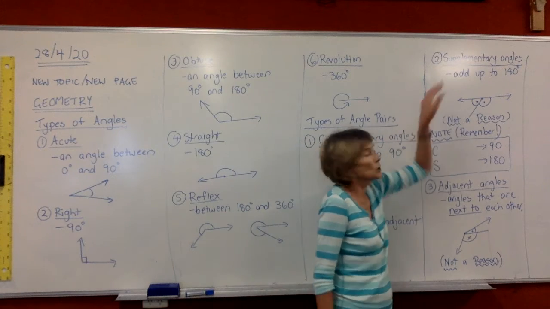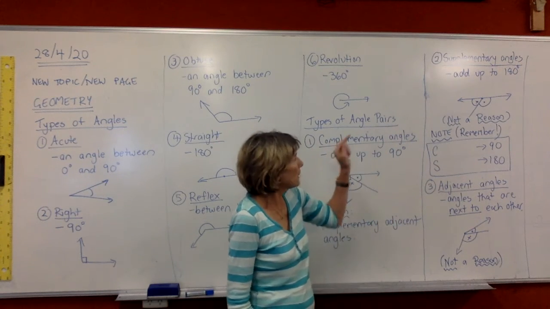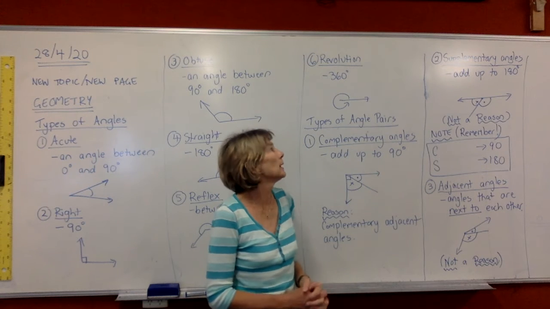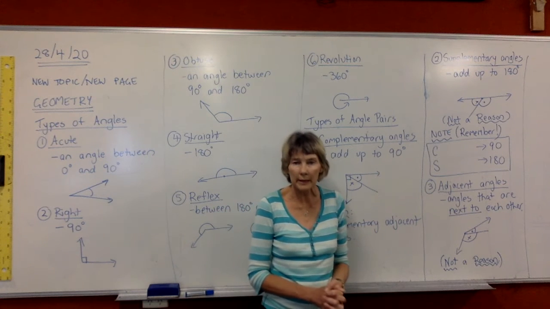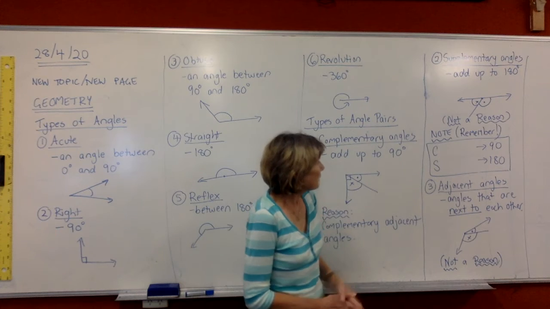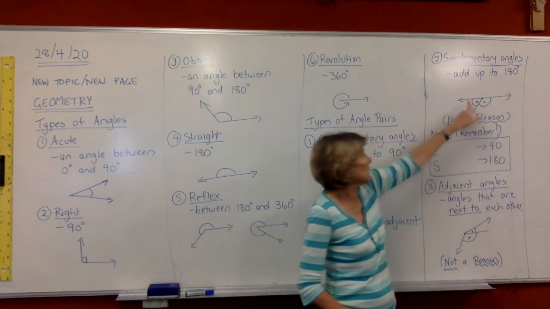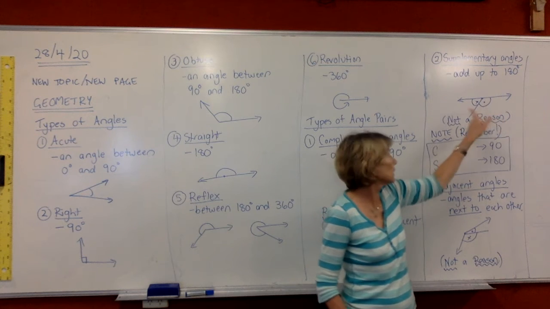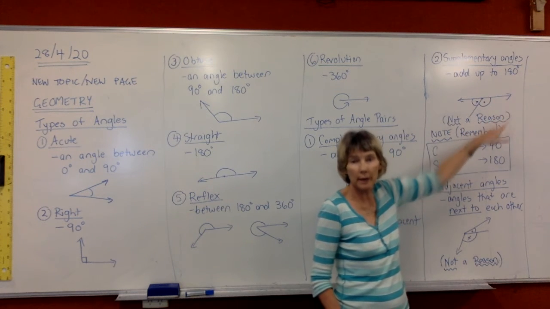Okay, number 2 is supplementary angles. Supplementary angles add up to 180 degrees. The word supplementary means adds up to 180 degrees. So that means if we have 180 degrees, like on a straight angle, and split it into 2 angles, these 2 angles would have to add up to the 180 degrees.